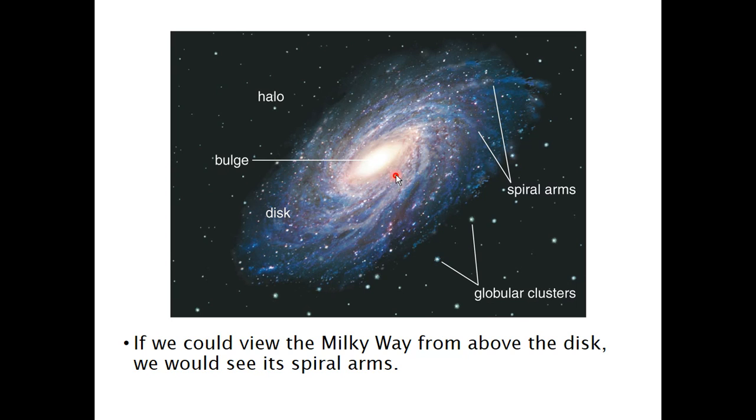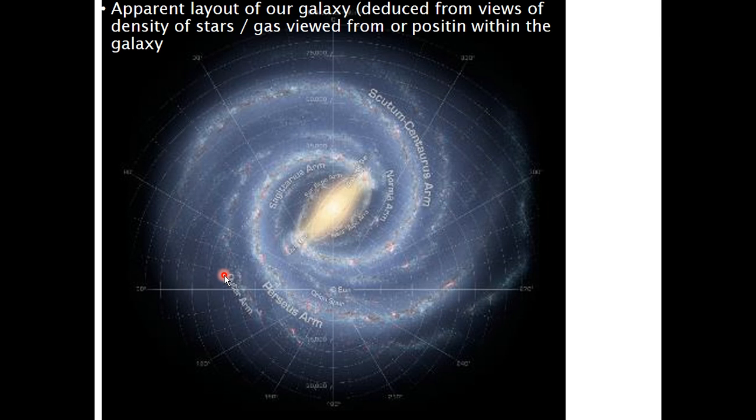And you'll notice a few things. The bulge is a lot redder than the spiral arms are. That's going to make sense here in a little bit.